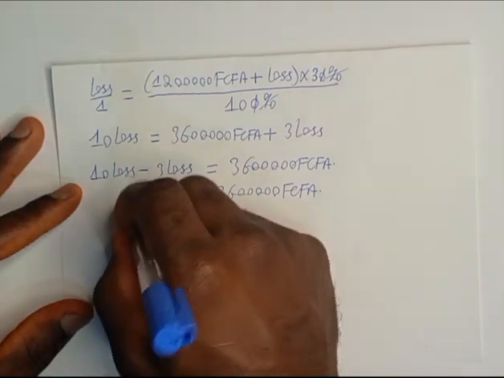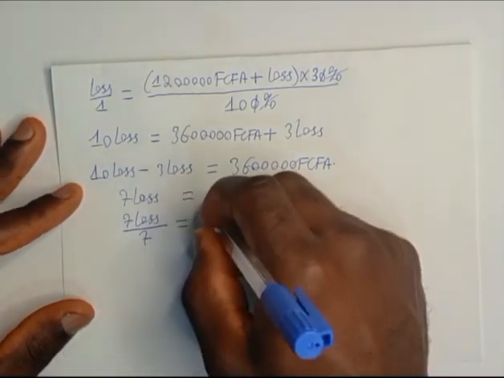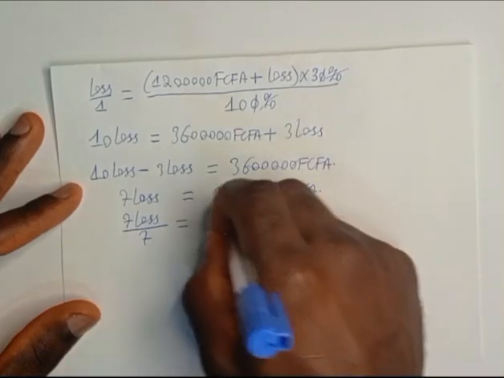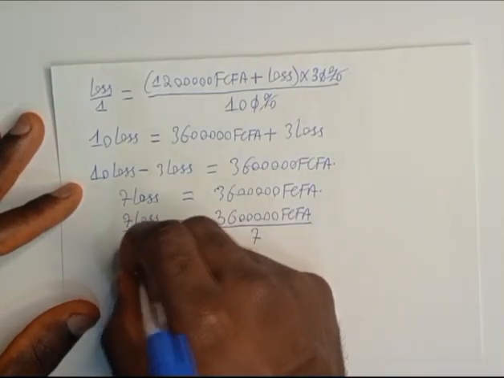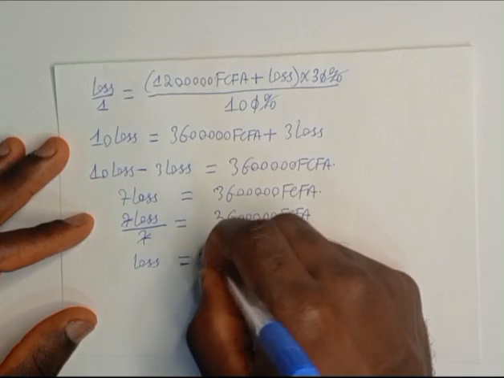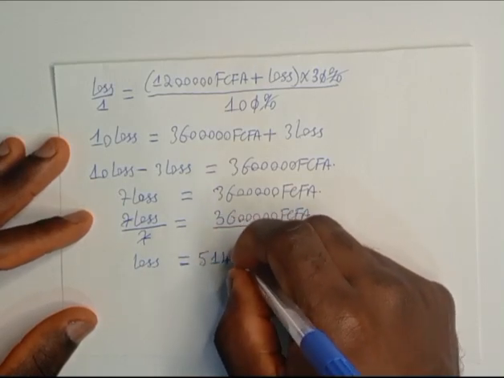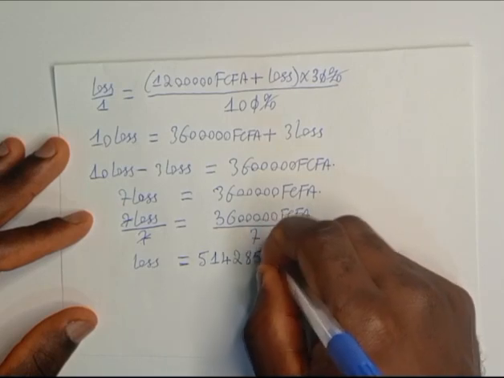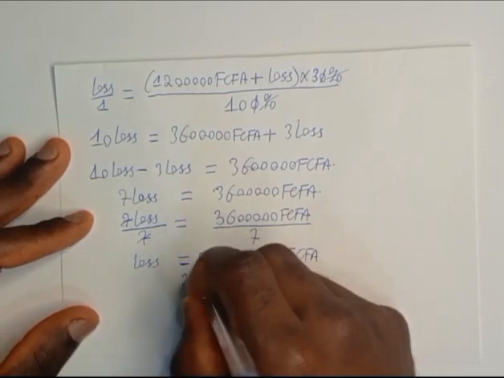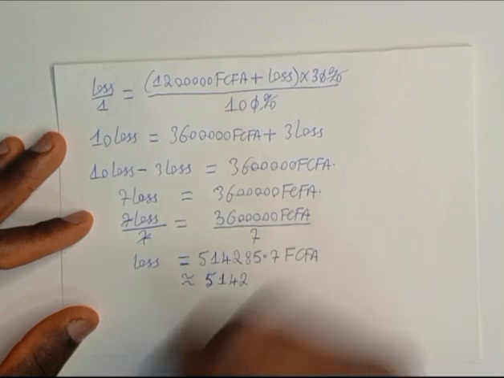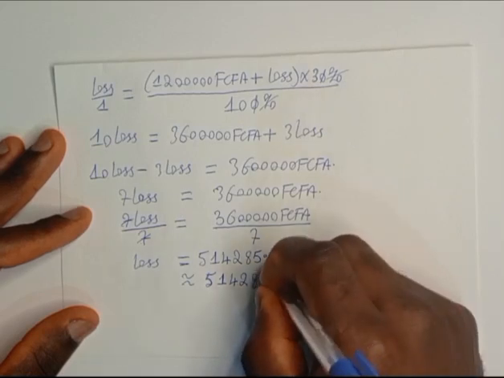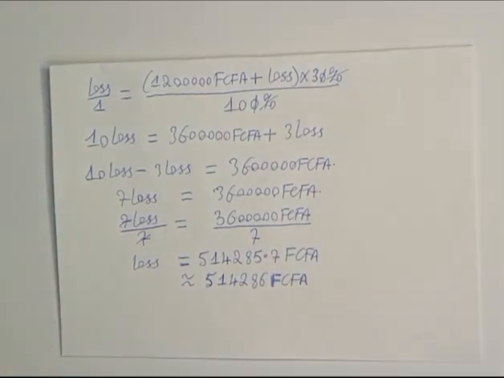Next, for us to get the loss, we are going to divide both sides by 7. 7 loss divided by 7 is equal to 3,600,000 francs CFA divided by 7. 7 will cancel 7, we will be left with the loss to be equal to 514,285.7 francs CFA, which is approximately 514,286 francs CFA. This is the loss made.